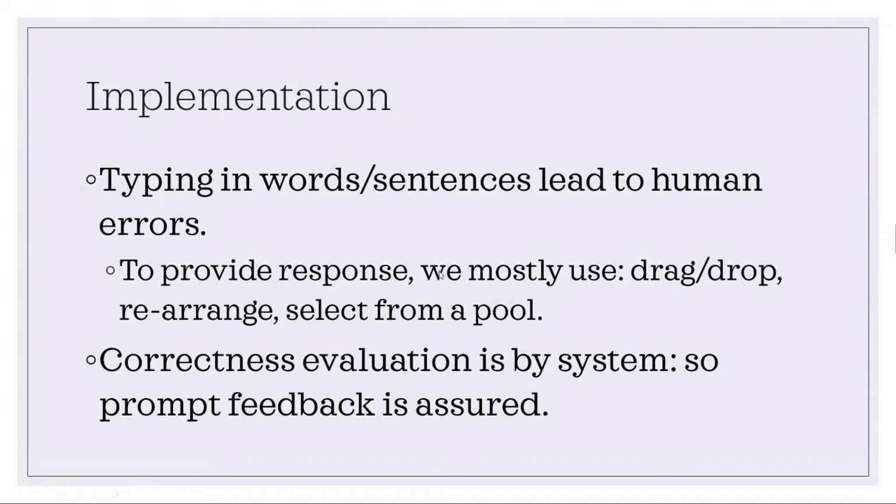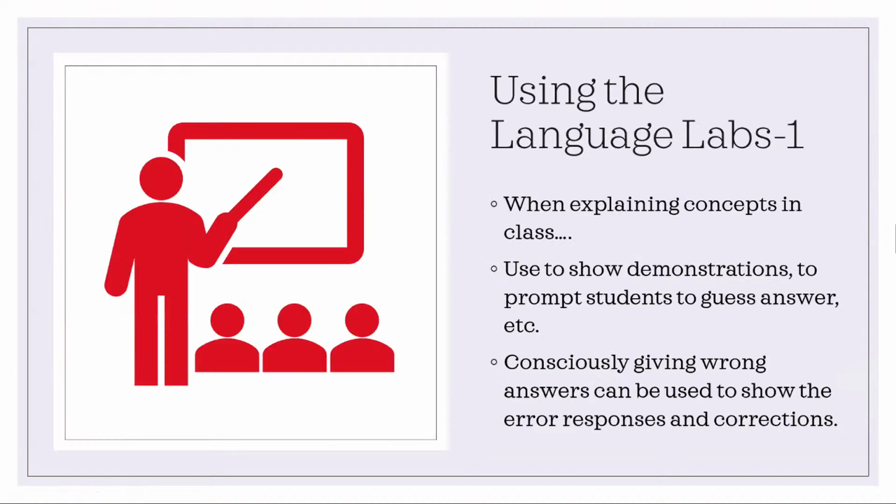And I also mentioned that we avoid typing in words, because for most students who are getting comfortable with the keyboard, typing words correctly is a challenge. Most of us grown-ups also have a problem, because you might mix up the characters, instead of T you may press Y, and so on. So we minimize the actual typing, and you use drag and drop options, or rearrange, or select from a pool. These are interventions that we use to reduce the typing problem. Correctness evaluation is also done by the system, so you get quick feedback.